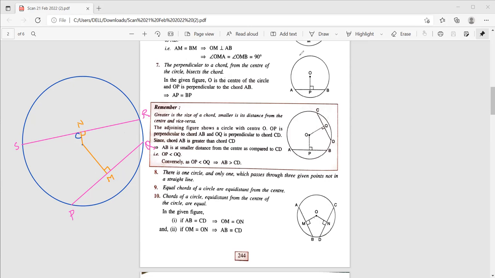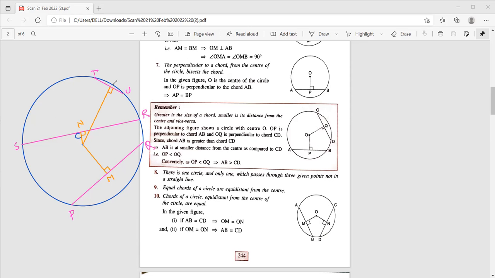On the other hand, if I go for another chord, try to see this. Now I go for another chord which is much smaller. This chord I write as UT. Now this chord is much smaller in length. If I find its distance from the center, you will find that the distance is much larger. Once again, needless to be said that it is perpendicular.